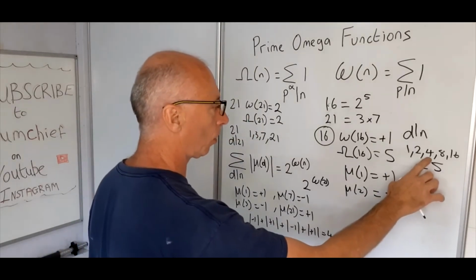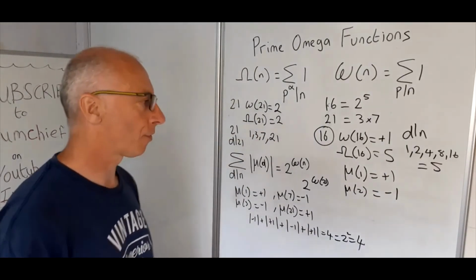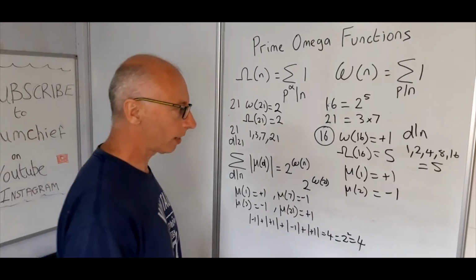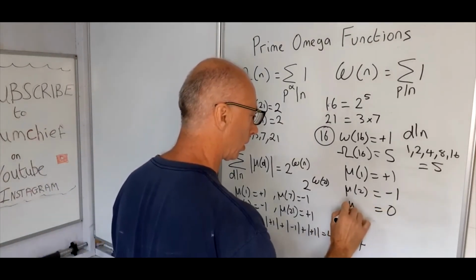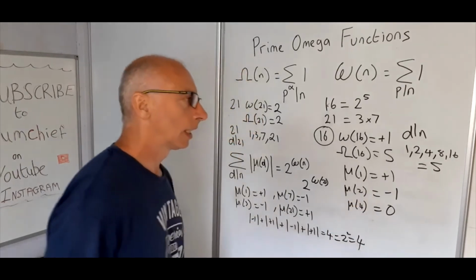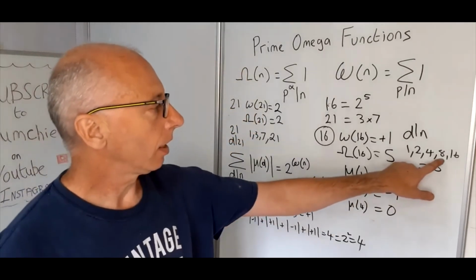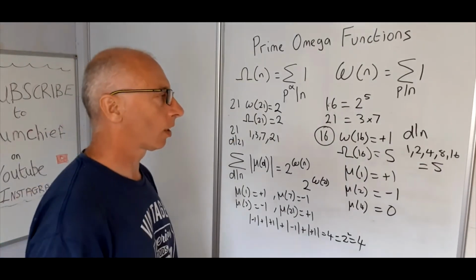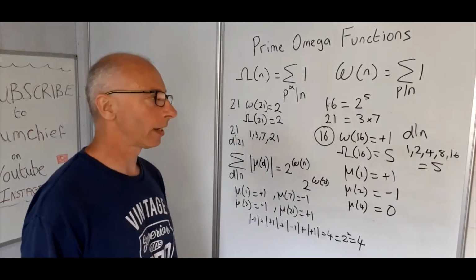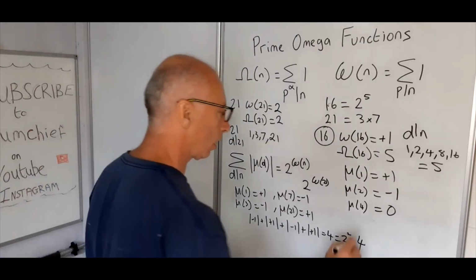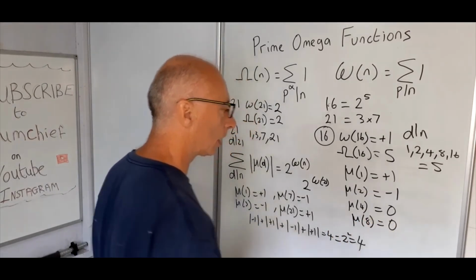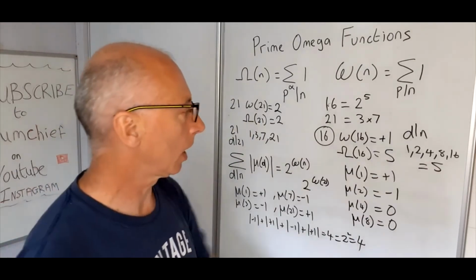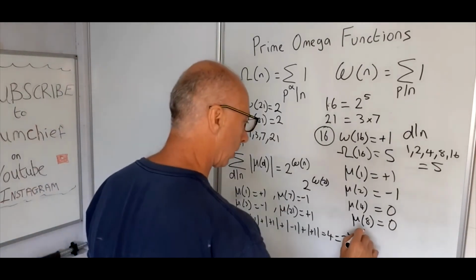Mobius function for 4, now that is square free. Sorry, that is a square, so that's 2 squared. So basically that will equal 0. 8 also has a square in it, so that's 2 squared times 2, so that's 2 cubed. So that one is also 0. And the same with 16, that is also 0.